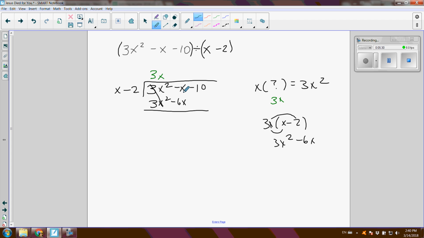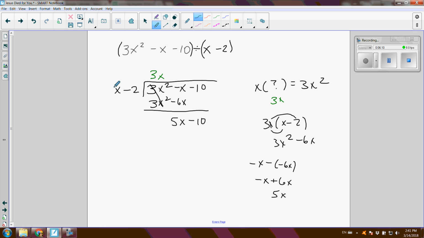But now we're subtracting here, not adding. Most students will be tempted to write negative 7x there, but that's addition. It's not negative x and negative 6x. It's negative x minus negative 6x, which is actually negative x plus 6x, which is positive 5x. So we get 5x here, and then negative 10 minus 0, which is kind of like bringing down in long division of numbers.